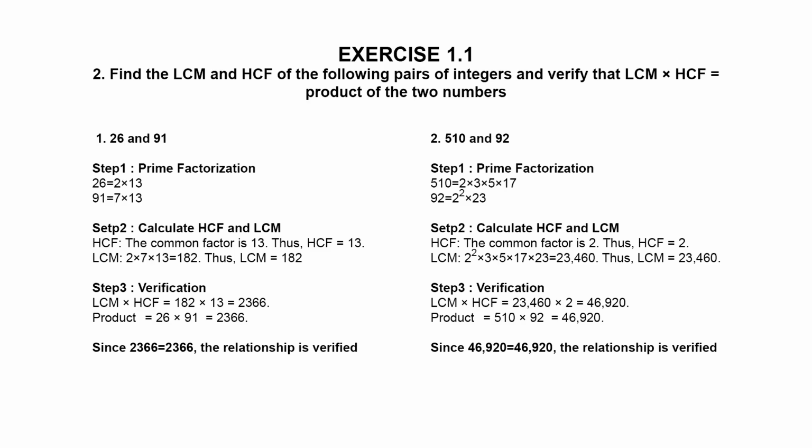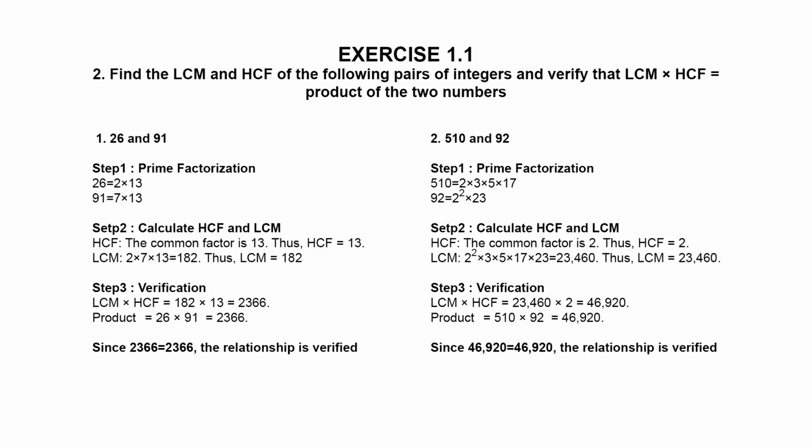Problem 2. 510 and 92. Step 1. Prime factorization. 510 is equal to 2 into 3 into 5 into 17. 92 is equal to 2 square into 23. Step 2. Calculate HCF and LCM. HCF, the common factor, is 2. Thus, HCF is equal to 2.